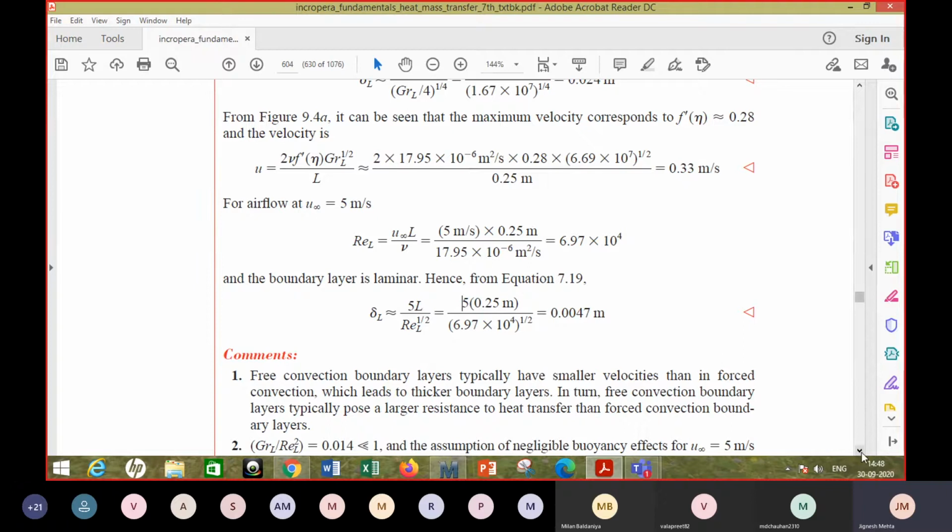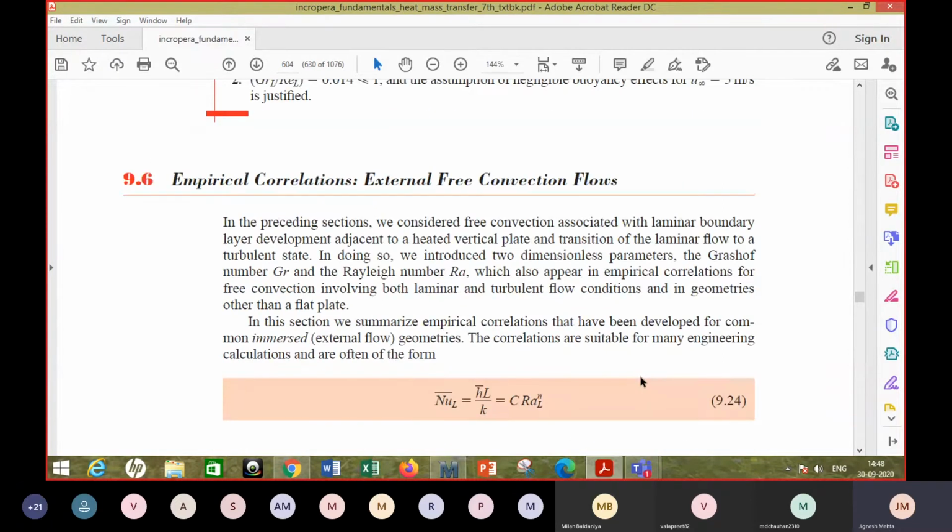So it's much less in case of external flow forced convection as compared to the free convection. The thickness of the boundary layer would be much less in case of forced convection.